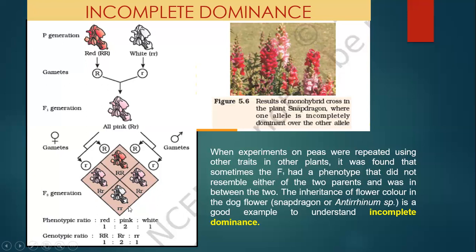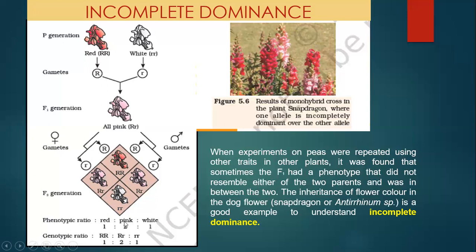And if you check the color of the flower from outside, that is the phenotype, then the phenotypic ratio is: if you see a red color flower, that is 1, pink color flower, that is 2, and white color flower is 1. So 1 is to 2 is to 1. So in incomplete dominance, you have phenotypic and the genotypic ratio exactly the same, which was not the case with Mendel.